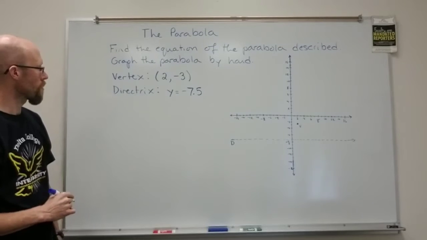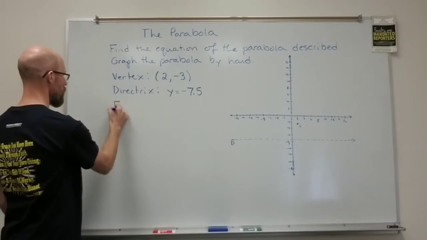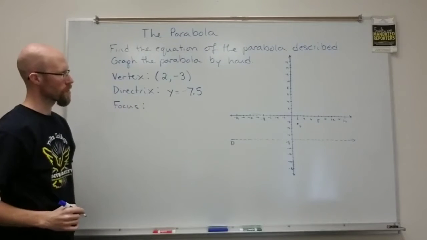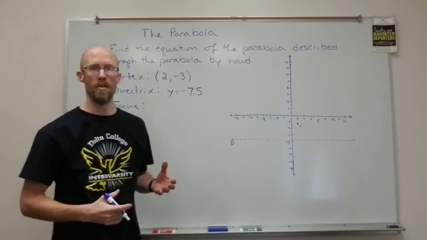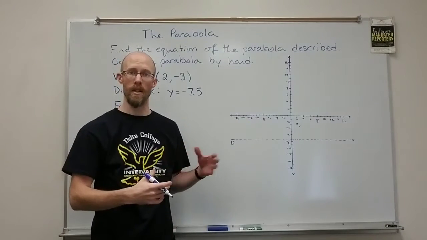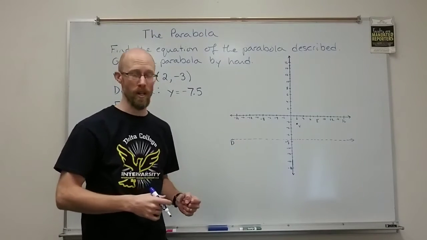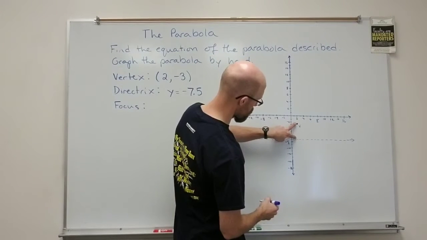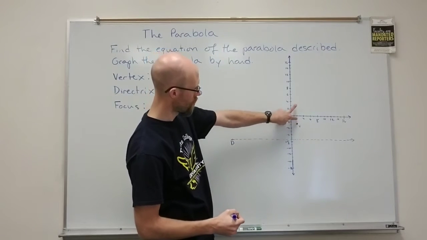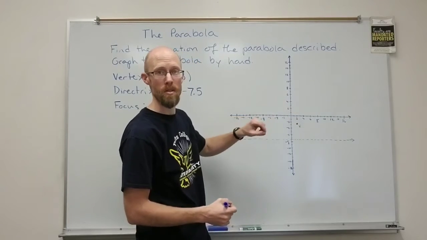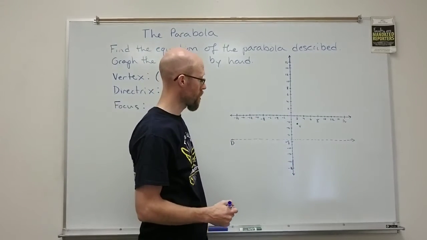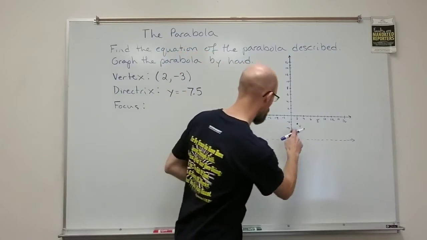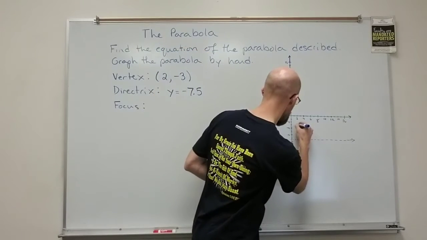The next thing I want to find is the focus. Now the focus is an equal distance away from the vertex as the directrix, but in the opposite direction. So if you think about the vertex to directrix being this vertical distance here, then the focus is going to be the same distance above the vertex. So we're obviously looking at y values here.